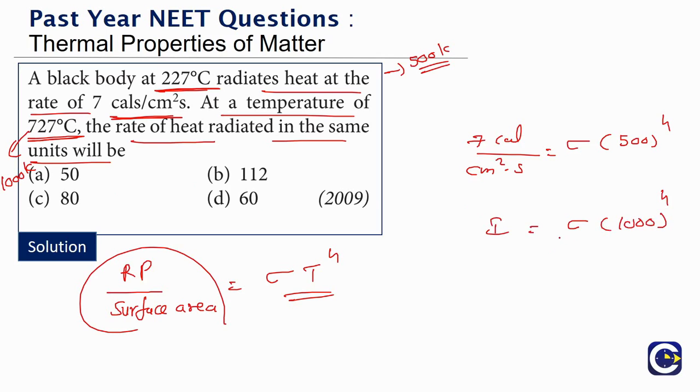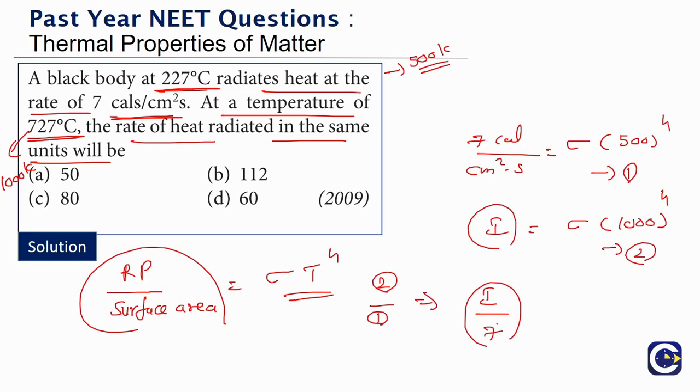Now in the second case the temperature is 1000 Kelvin. So we have to find this I value, right? Let us call the equations 1 and 2. We will do equation 2 by equation 1. On the left hand side we'll have I by 7, units we will retain as it is. On the right hand side sigma is cancelled. What you have is 1000 power 4 by 500 power 4. So 1000 can be written as 2 into 500, so that 500 power 4 will be cancelled.